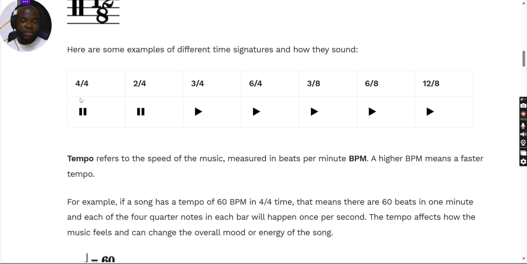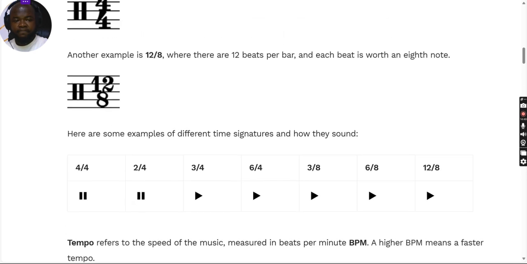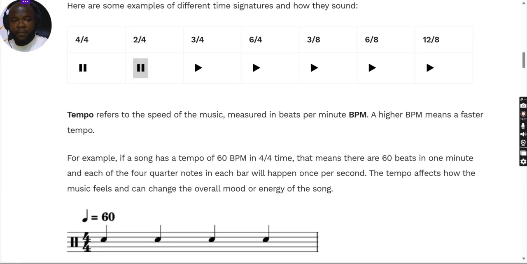We're going to demonstrate this in another class, not in this class precisely. This is just an introduction class, so we're still going to demonstrate all of this with the metronome and play it for you to see how they sound. So that is for time signature.